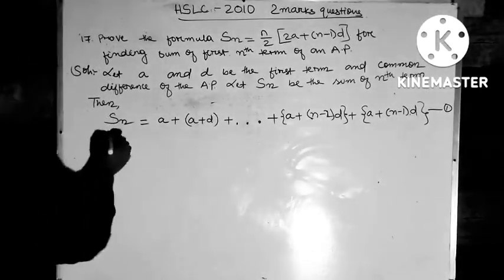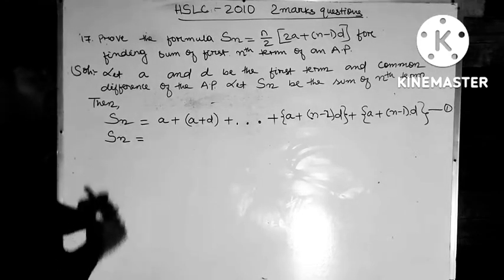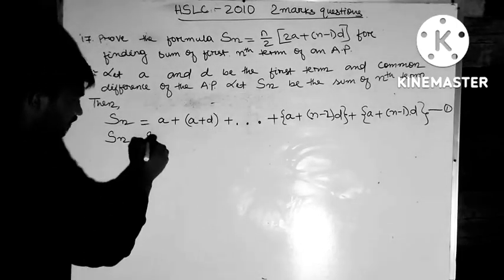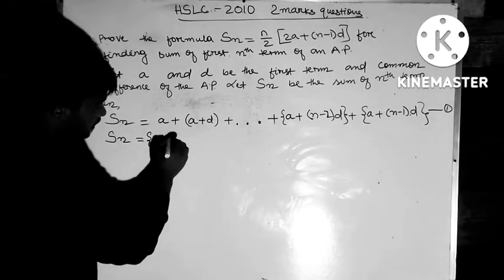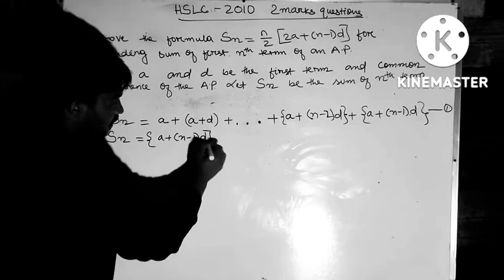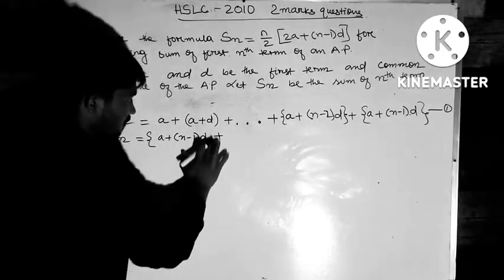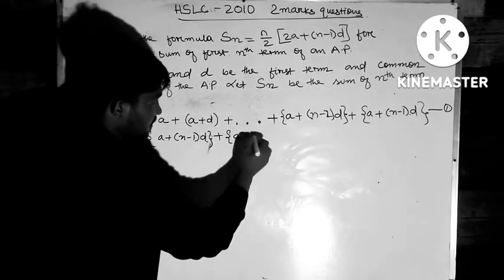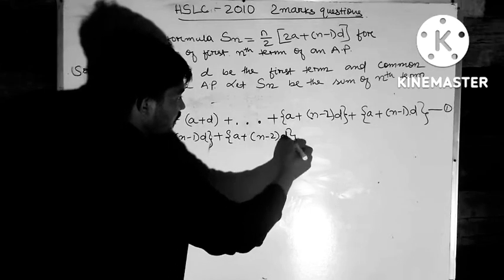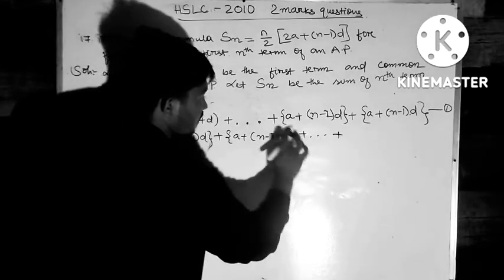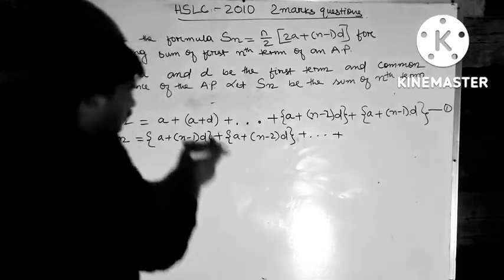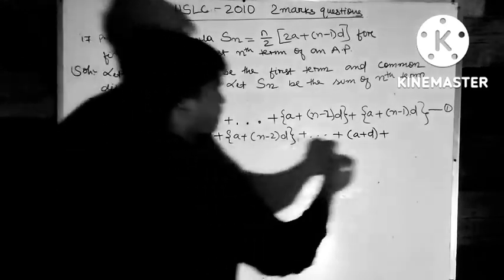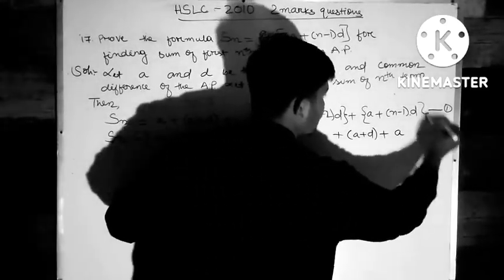And secondly, I'm going to write everything in reverse order. I'm going to put this first, that is a plus (n minus 1) d. After that, I'm going to put this, a plus (n minus 2) d. After that, 3 dots are there. After that, I'm going to put this in reverse order, right? After that, the last one, a, and I'm going to write this as equation 2.